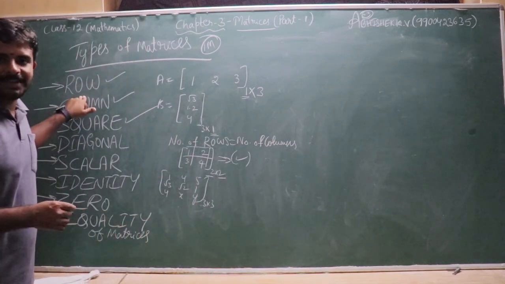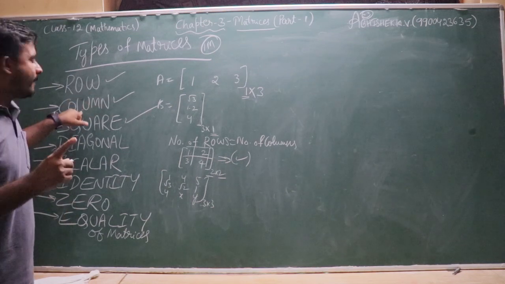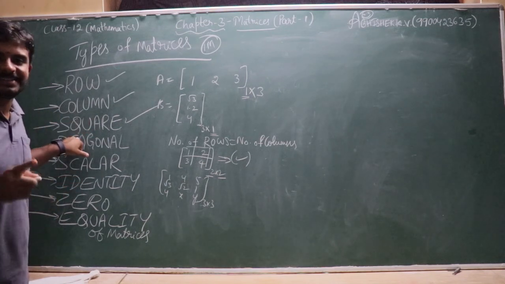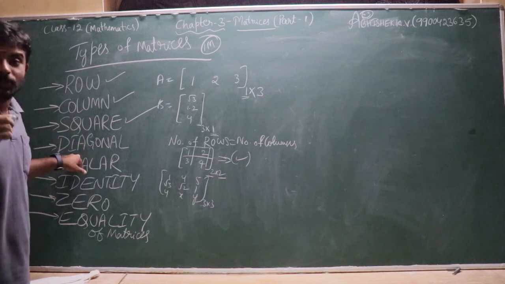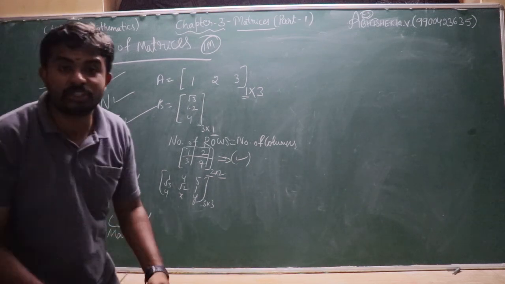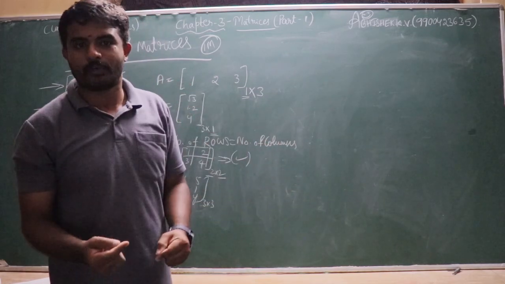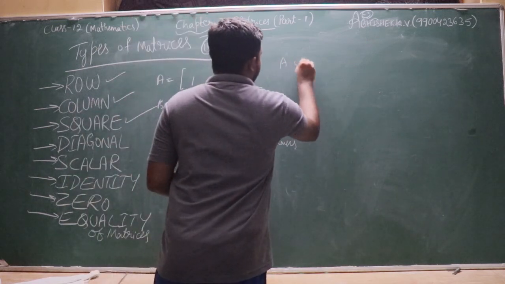For a row matrix, a matrix is said to be a row matrix if it has only one row. A matrix is said to be a column matrix if it has only one column. A matrix is said to be a square matrix if the number of rows is equal to the number of columns. But to define a diagonal matrix, we need the square matrix. What is a square matrix? The number of rows is equal to the number of columns. Therefore, your definition should be a square matrix.